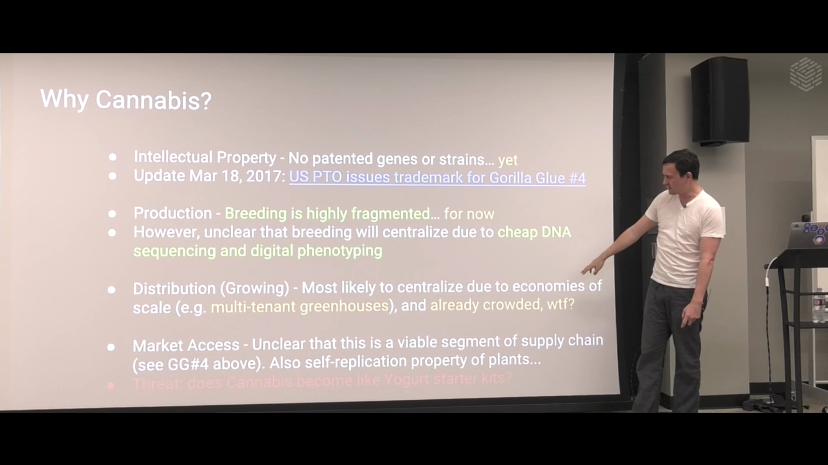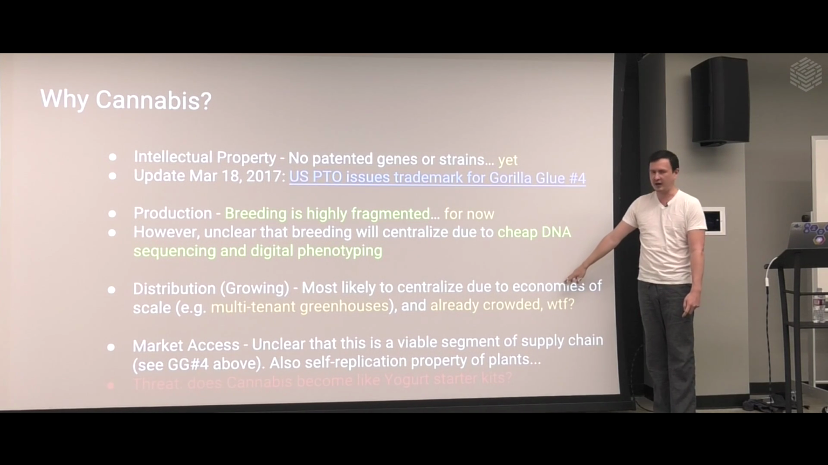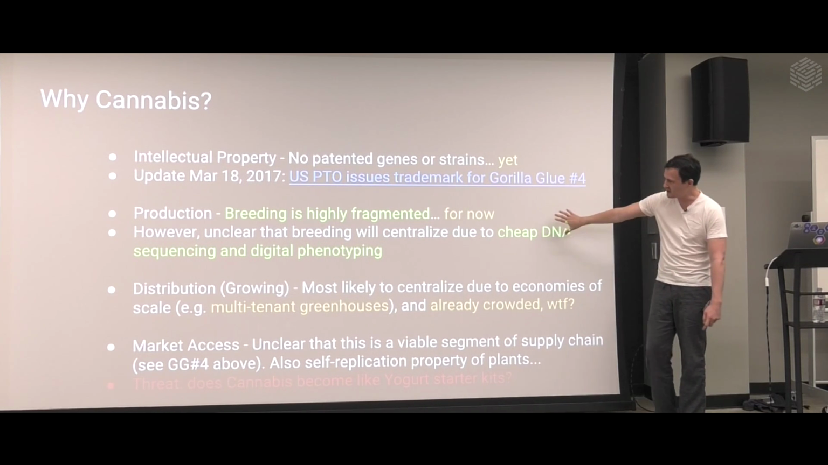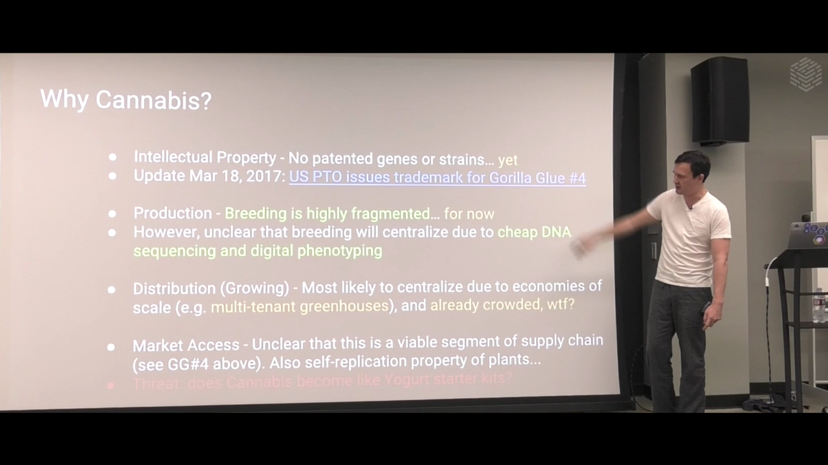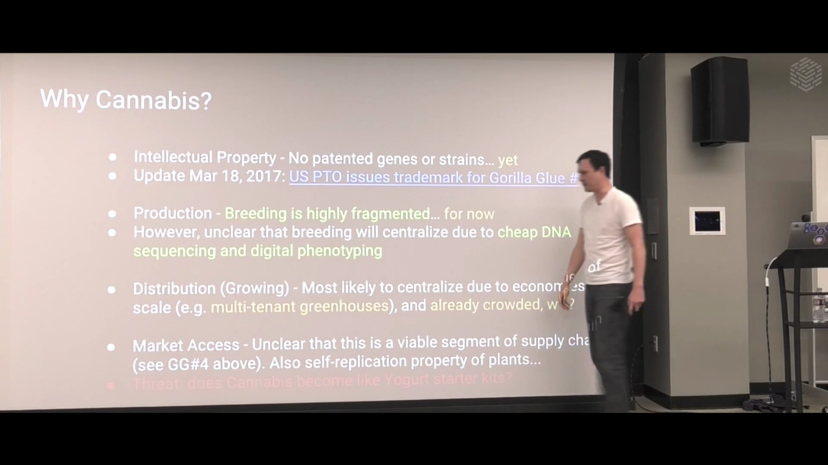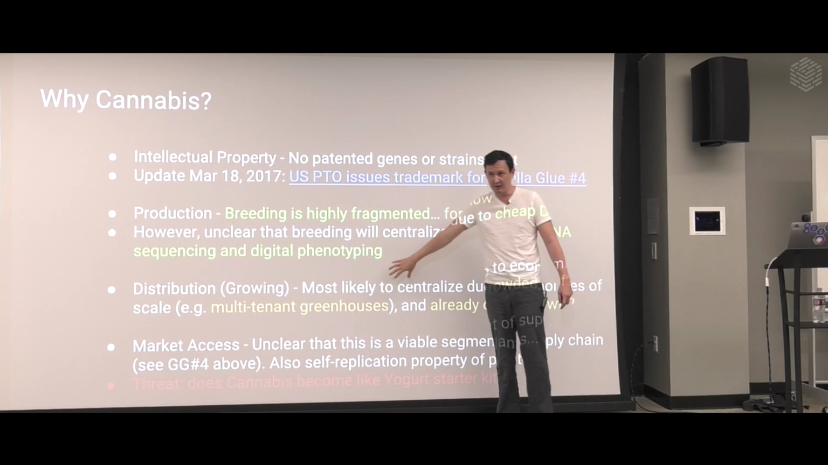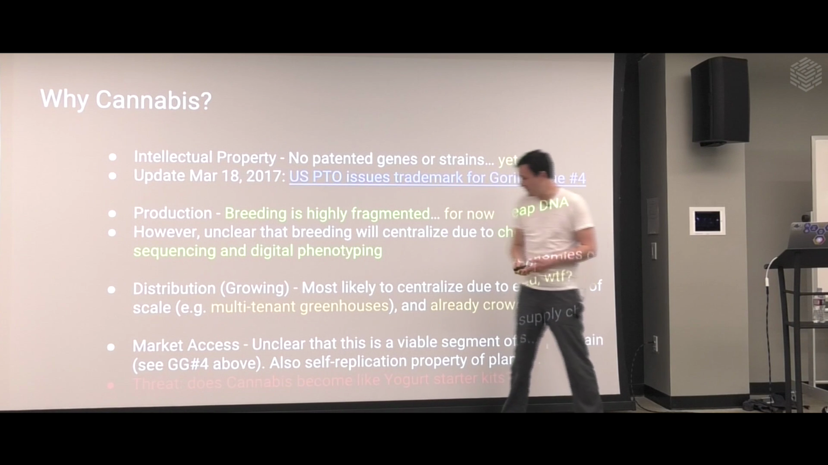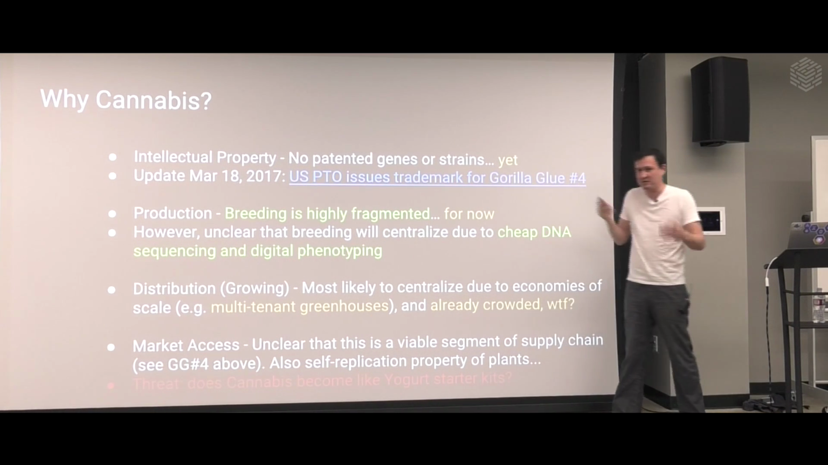Distribution, there's a lot of centralization that is going to happen here for economy of scale. But I think because of this effect of the breeding not necessarily centralizing, we might end up in a place where we have something like multi-tenant greenhouses, just like you have multi-tenant data centers. I don't know. This is just me speculating.